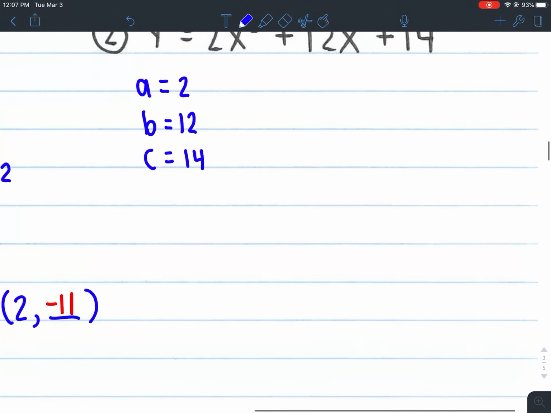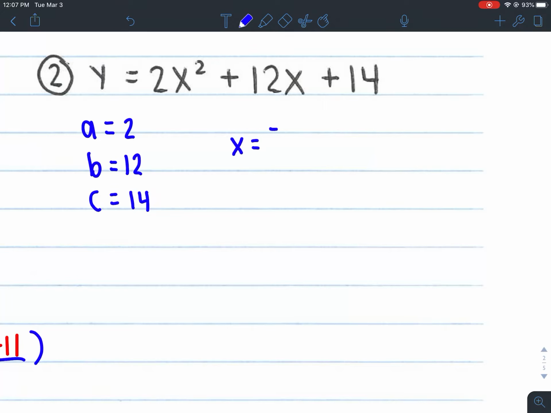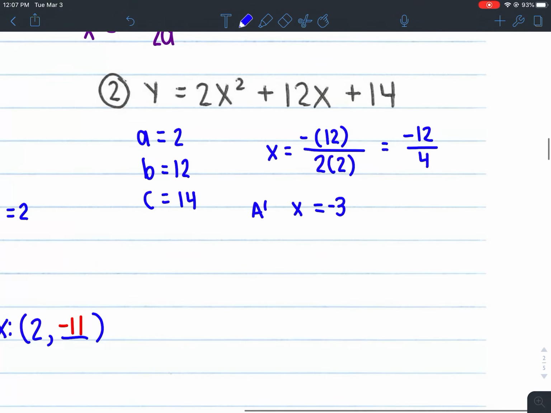And then I'm going to use the formula. X equals negative b divided by 2a. So negative 12 divided by 2 parentheses 2. Well, that's going to give me negative 12 divided by 4. So x equals negative 3, I'm sorry. That is your AOS. So we actually haven't found the vertex. That's just our axis of symmetry.